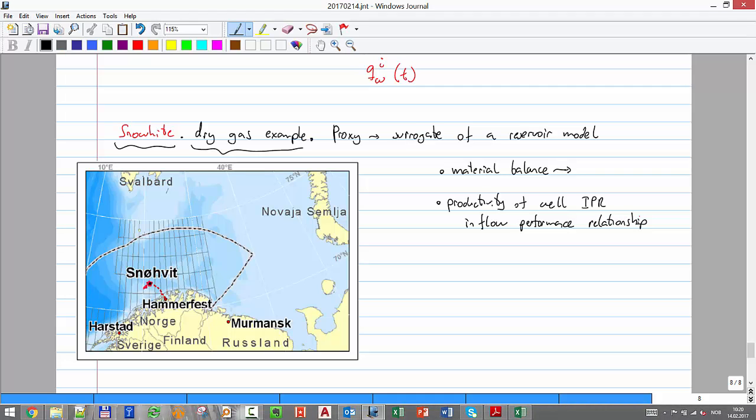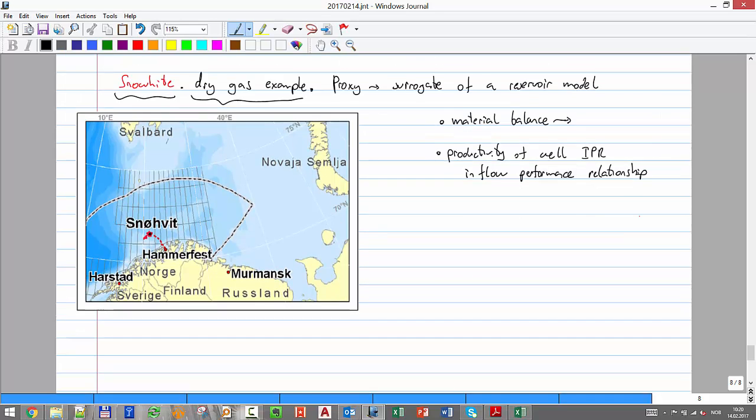Anybody? I guess you have heard of IPR before. Who hasn't heard about IPR before? All of you? Okay, great. That makes it much simpler.